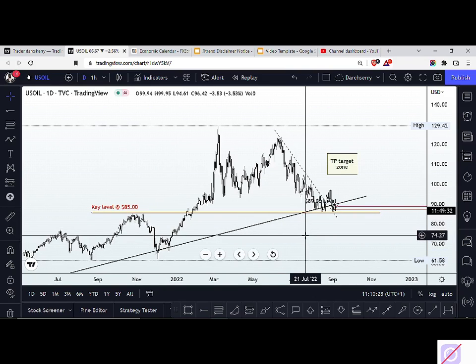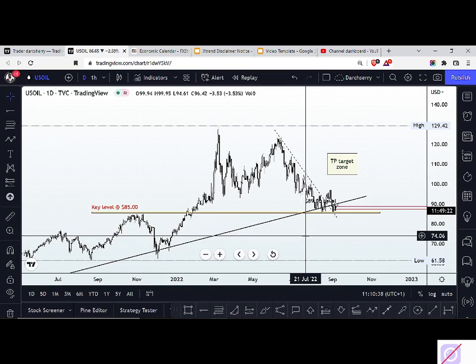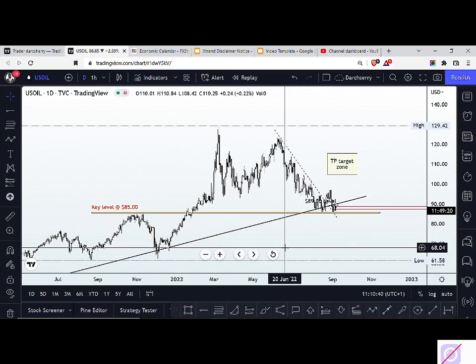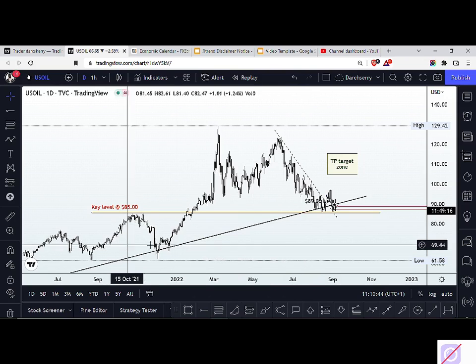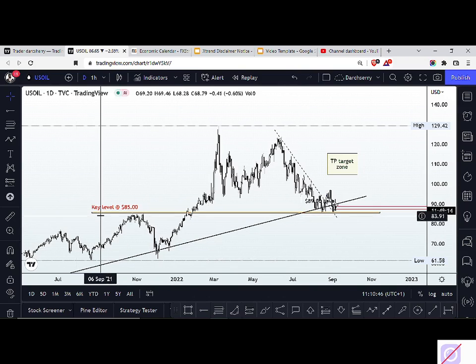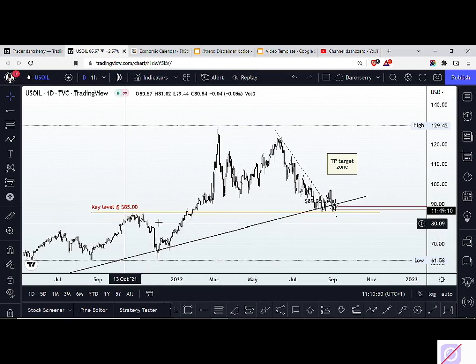So because of this, we were able to scale down to a much lower time frame, where we want to be looking out for structures that will support a direction that we might want to be heading towards for the week. Before I go down to the lower time frame, I also want to share with you how we were able to identify a key level at the $85 mark. And if we look at how this $85 has been respected in the past, you can see that it has been a major determinant of price action.